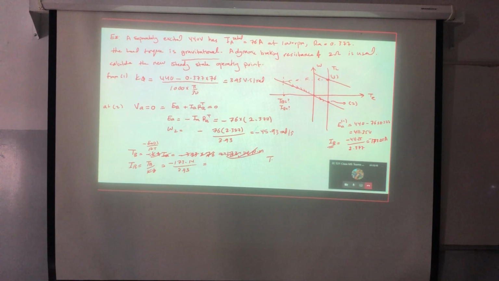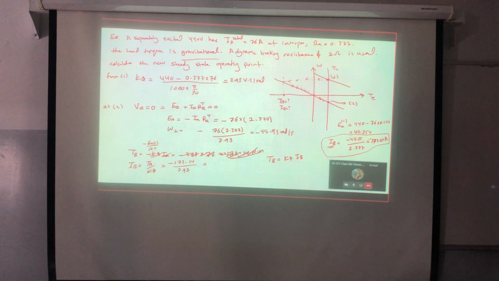So the torque now, T brake, is equal to what? K phi multiplied by IB. So it will be huge. Now, this one is higher than the rated, yes, 2 times, 2 times.